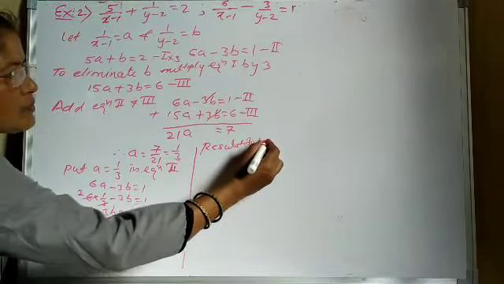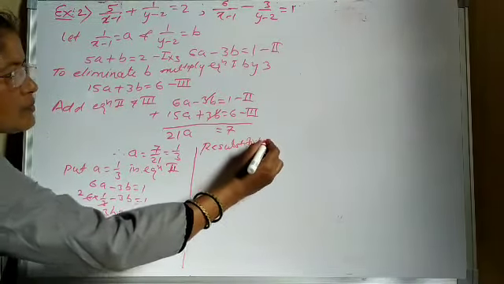Now we will go for the exercise. After solving two examples, let us solve exercise 1.4. From this I will take two questions, question number 3 and 4, to solve. First we will start with question number 3: 27 upon x minus 2 plus 31 upon y plus 3 is equal to 85. Then 31 upon x minus 2 plus 27 upon y plus 3 is equal to 89. Now this is the same type of question again. So let 1 upon x minus 2 be equal to a and 1 upon y plus 3 be equal to b.